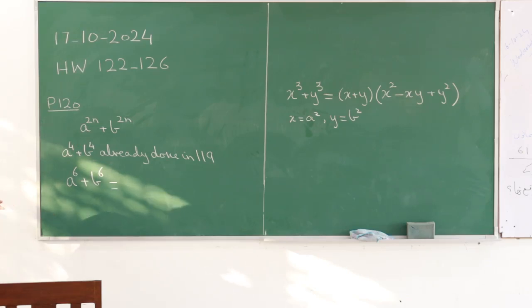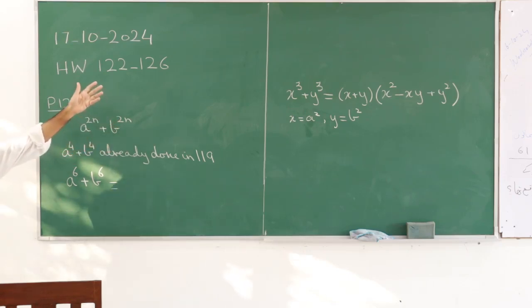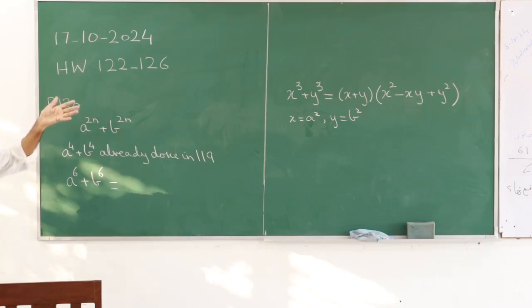We only did one example, a to the 6th plus b to the 6th. Is a to the 8th plus b to the 8th factorizable? Is a to the 10th plus b to the 10th factorizable? Is a to the 12th plus b to the 12th factorizable? And so on and so forth. Is it clear? So you can ask yourself this question and you can try to answer it yourself too. Okay? But that's for your amusement.